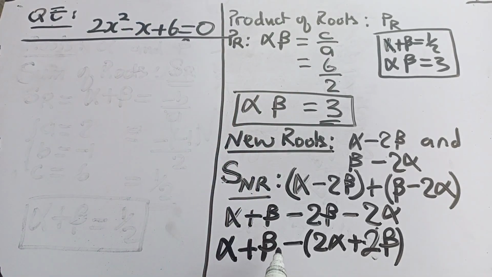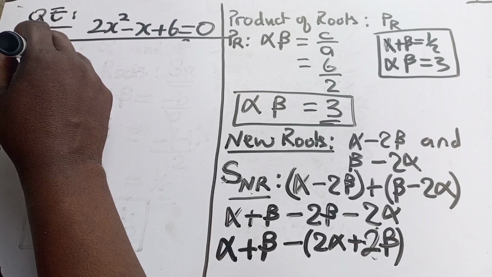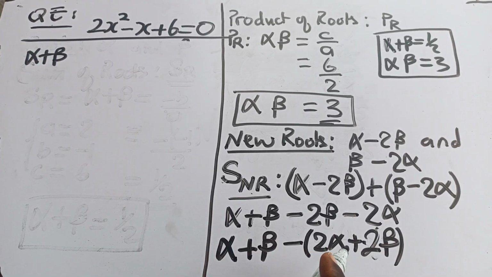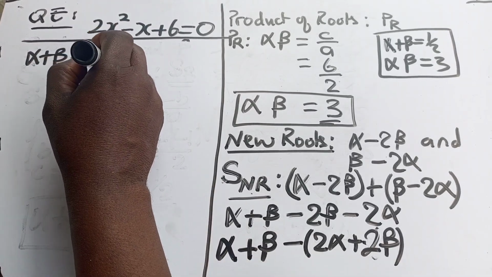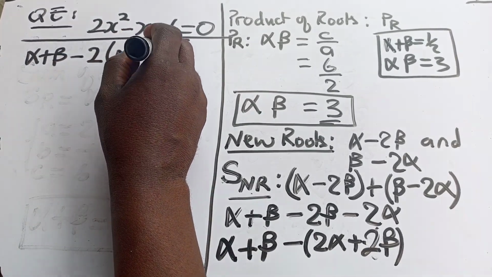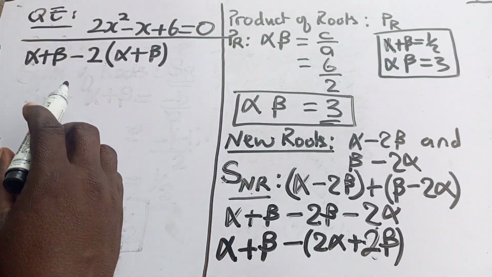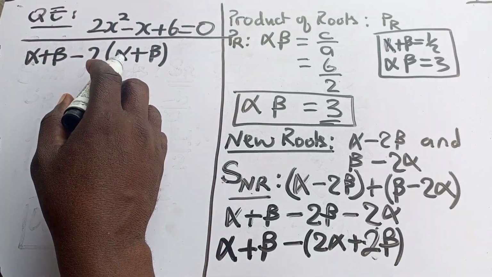So we have alpha plus beta. Let's continue here. We have alpha plus beta. Now we have 2. Again, it's common. We'll bring out 2. So it will be this negative multiplied to 2, minus 2 into alpha plus beta. Okay. Now we have everything in terms of alpha plus beta.